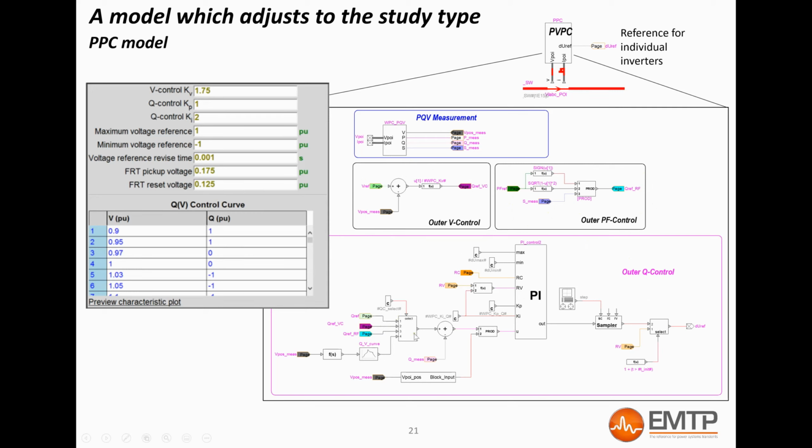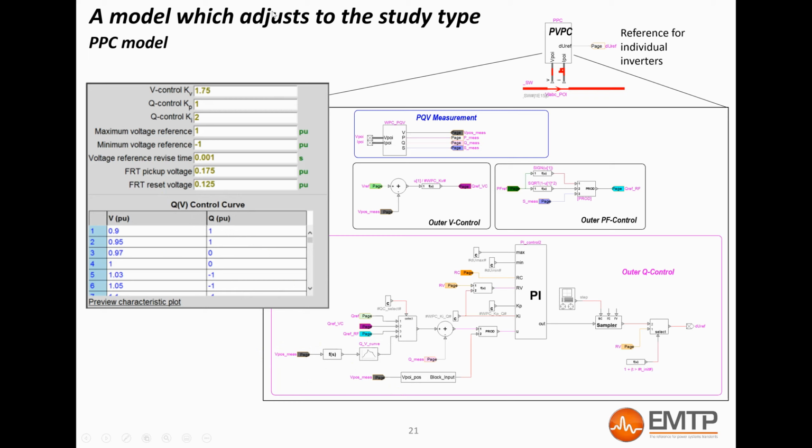The first option is available where the reactive power reference is from a QV curve input by users. In this case, the positive sequence voltage is measured, and using this curve, the reactive power reference is generated.